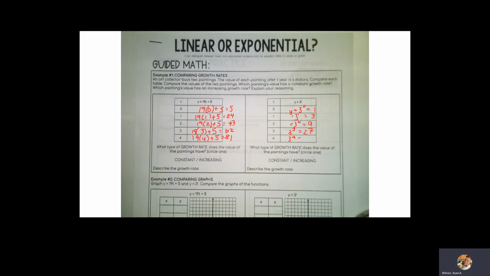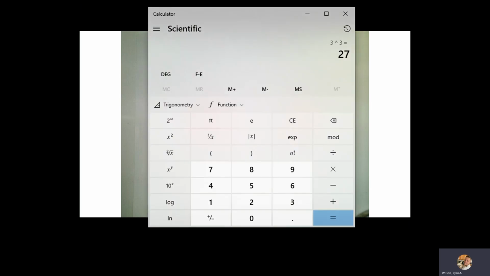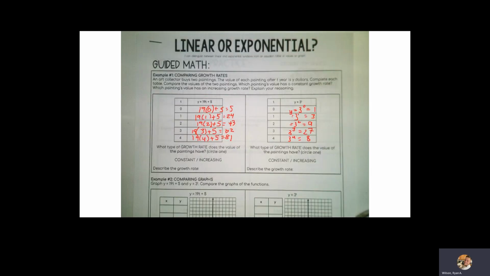3 to the fourth. Let's do that on our calculator too. Okay, so 3, then here's the button I'm going to click, the x to the y. So it's 3 to the fourth. What do we get? 81.